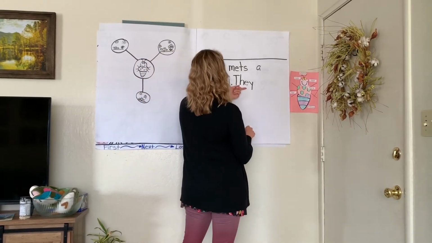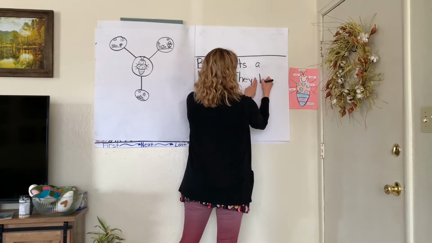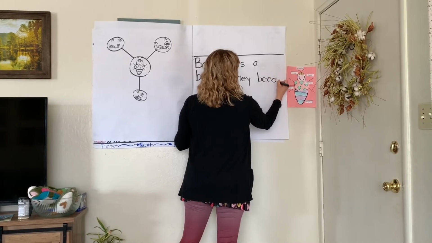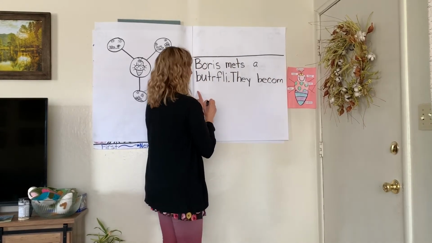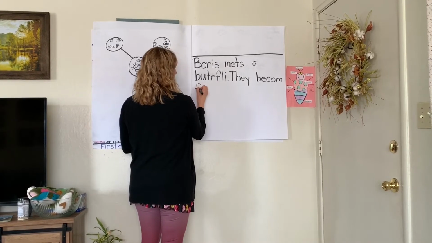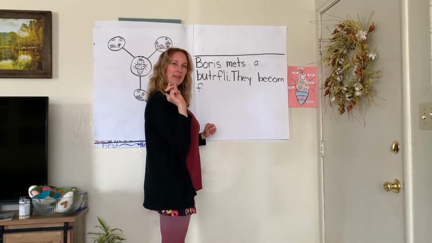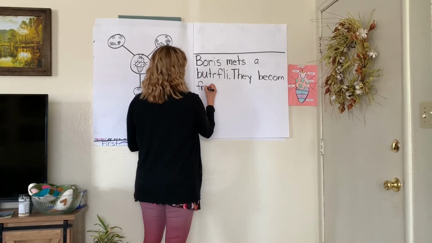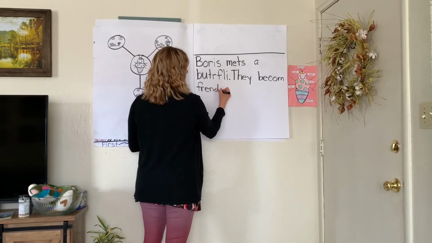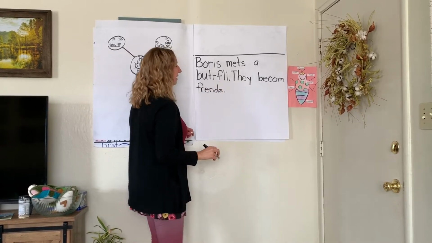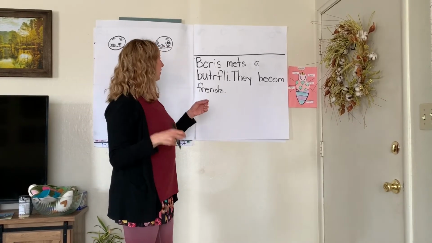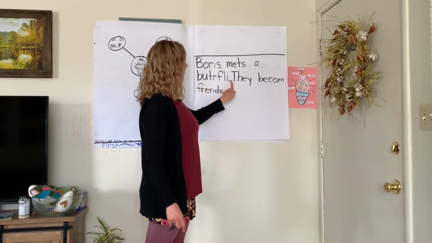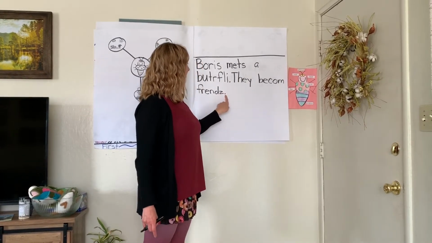They become, finger space, become friends. Fur, it's a blend, that's F-R. Fur. Here we go, and just like good writers do, we have to reread our writing. Boris meets a butterfly. They become friends.